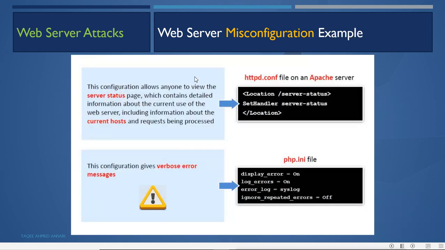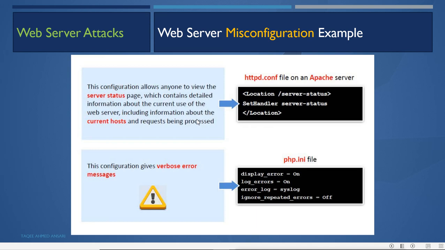These are some misconfiguration examples. For this one, the configuration allows anyone to view the server status page, which contains detailed information about the current use of the web server, including information about the current host and requests being processed. This configuration is in the httpd.conf configuration file of the Apache server. If you have this enabled, if you have set the handler to server-status, then it will reveal lots of information about the server.